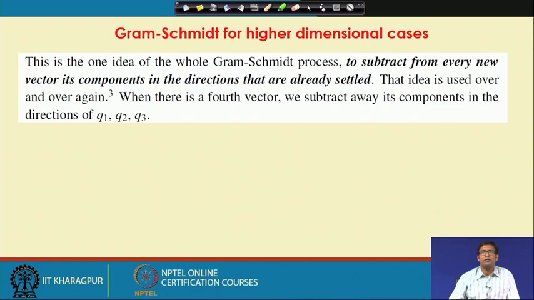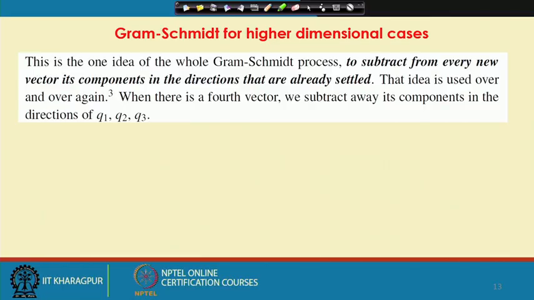Subtract from every new vector its components in the directions that are already settled. You first get two orthonormal basis vectors and settle them. Then for the third vector, you project it onto the two already settled vectors and subtract those components. You get another vector which is perpendicular to the first two orthonormal vectors. Normalize it and you get the third orthonormal vector. You subtract the already settled components from every new vector and then divide it by its length. The idea is used over and over again.